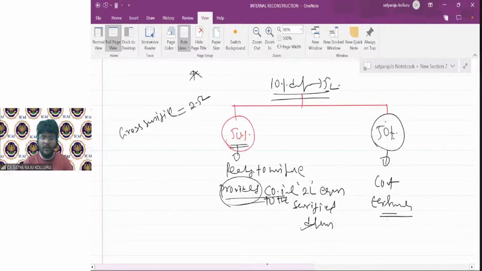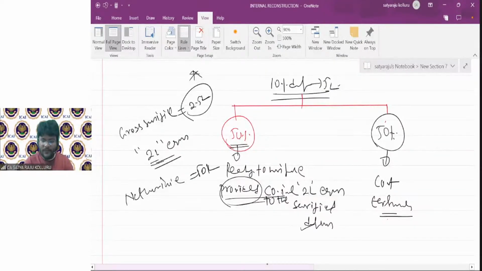2 lakhs worth of equity shares I'm expecting, which is an additional burden on the company. Sir, for the company, profit is 2.5 lakh, burden is 2 lakhs. What is the net sacrifice then? Net sacrifice is only 50,000. This 50,000 only you need to transfer to the reconstruction account. Sir, about the remaining 50%, there is no profit, no loss, no need to think.